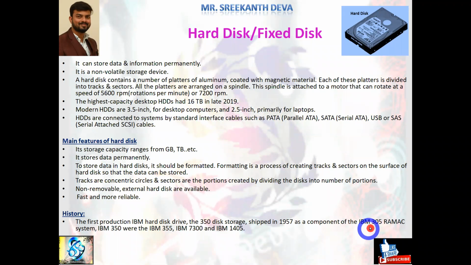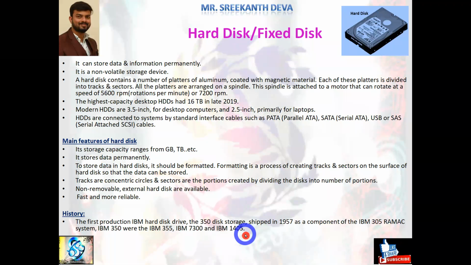1957 as a component of the IBM 305 RAMAC system. IBM 350, IBM 355, IBM 7300, IBM 1405 are all extended versions of these hard disks used by IBM.